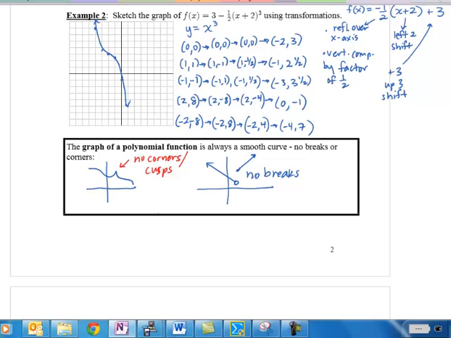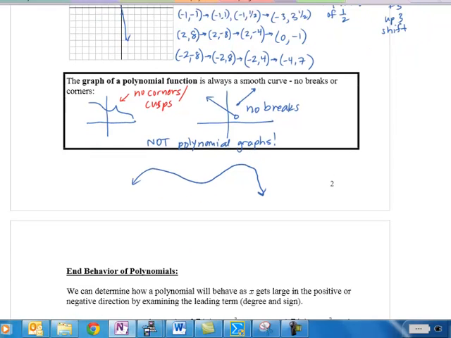So these are not polynomial graphs. We can't have things like that. We don't have breaks and we don't have corners. Right? So polynomial graphs would have more this kind of shape. This looks like it's almost not a function because it's almost vertical, but let's do that again. So that kind of shape for polynomial graphs. Smooth edges and connected, continuous.